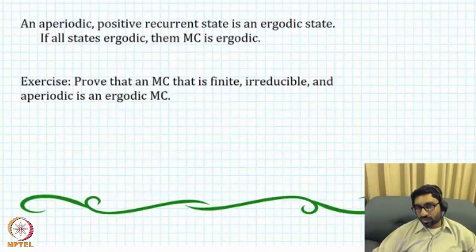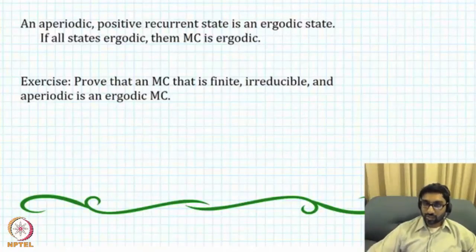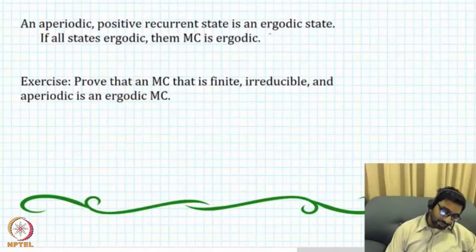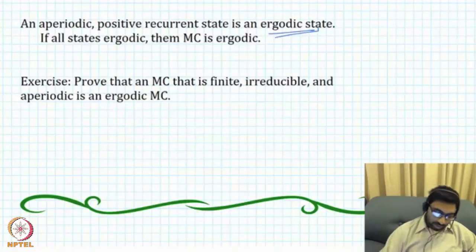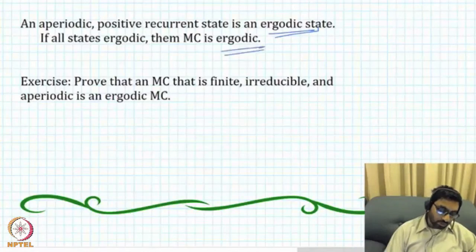So remember, we are interested in recurrent states because the Markov chain is likely to keep visiting them over and over again, but we don't want them to be visited in some rigid fashion. And such states that are aperiodic but positive recurrent are called ergodic states. And if all states in a Markov chain are ergodic, then the Markov chain itself is called ergodic.